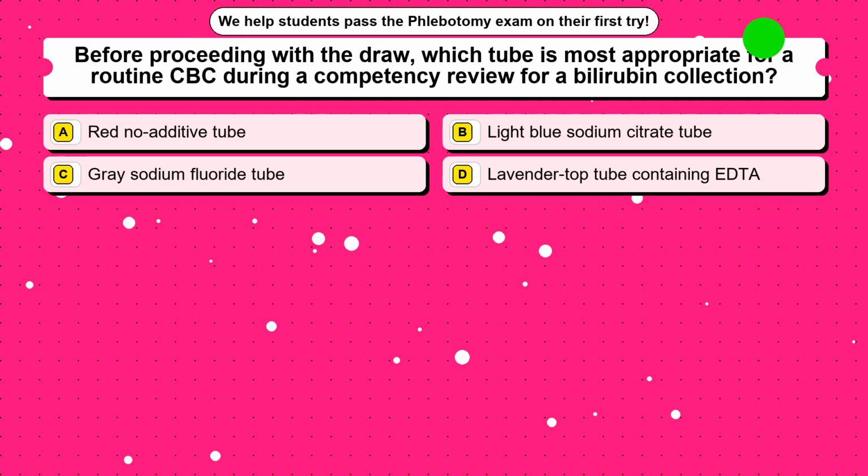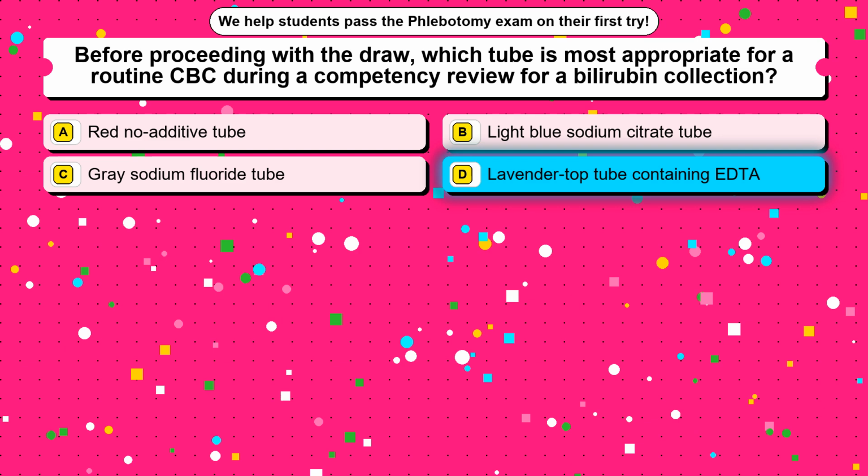Question 18. Before proceeding with the draw, which tube is most appropriate for a routine CBC during a competency review for a bilirubin collection? Option A. Red no additive tube. Option B. Light blue sodium citrate tube. Option C. Gray sodium fluoride tube. Option D. Lavender top tube containing EDTA.